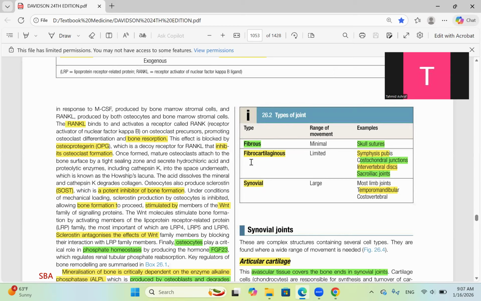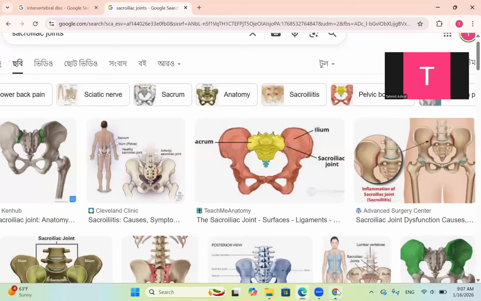Then let's come to synovial joints. These are very large joints, and a large range of movement is possible between them. Most limb joints are synovial joints, like shoulder joint, elbow joint, hip joint, knee joint, etc. All are synovial joints. Temporomandibular joint is an example of a synovial joint. It is a joint in your jaw.